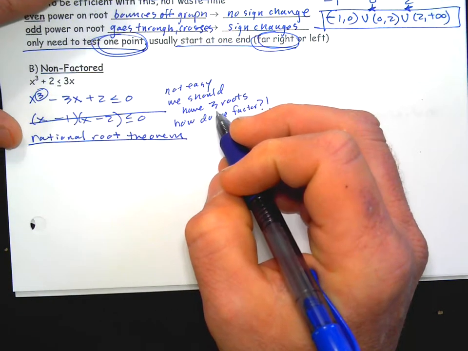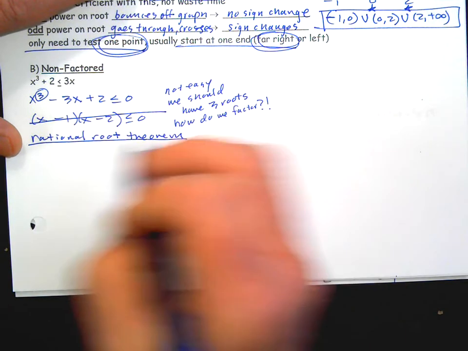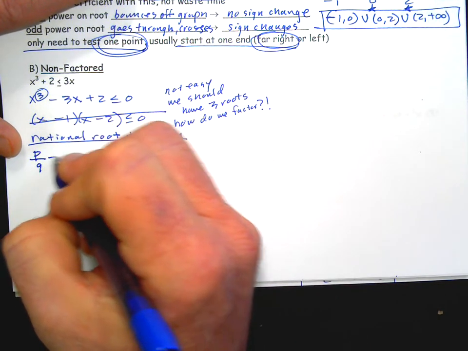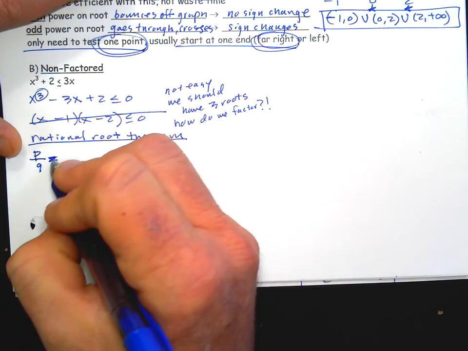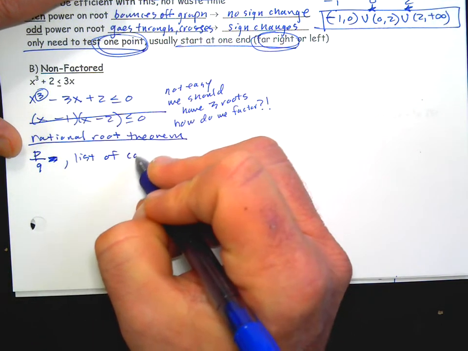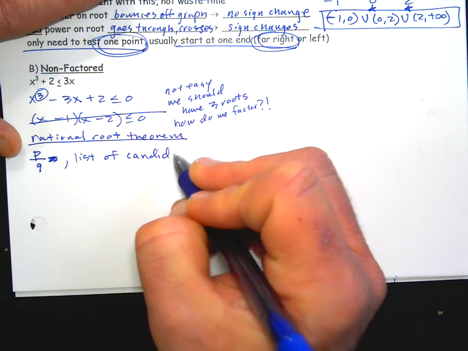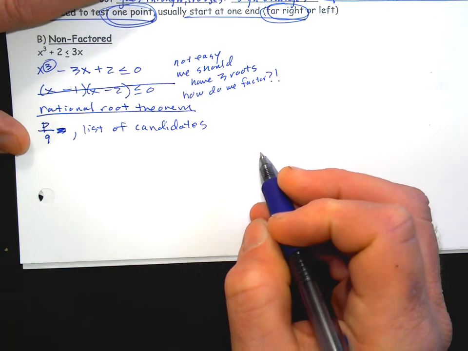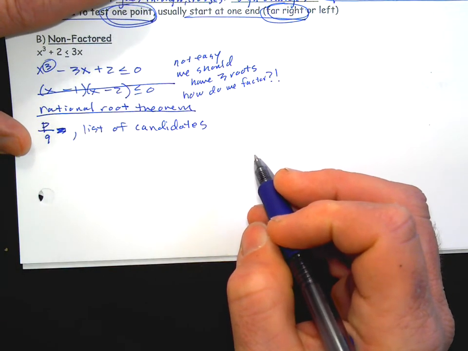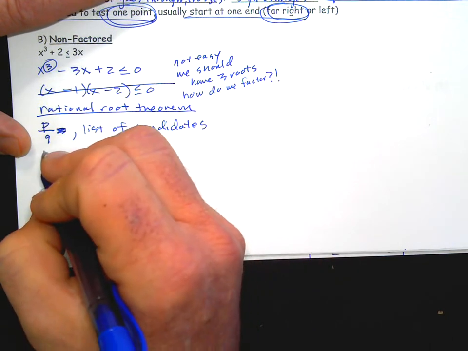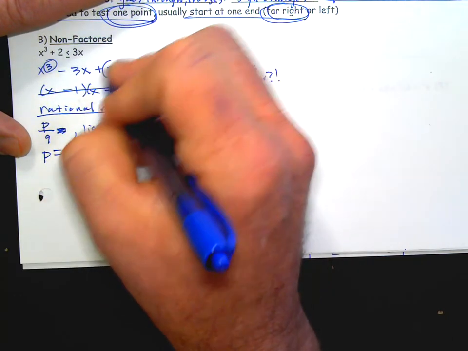The rational root theorem says that if it has rational roots, they will be from this list of p over q values, a list of candidates. Now, you're going to get a list even if it doesn't have rational roots, so this could be a losing effort.